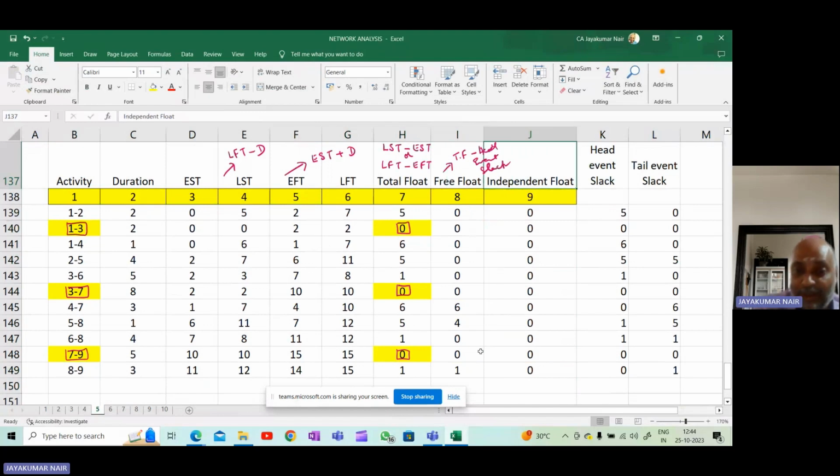I hope you have understood how to draw the network diagram, identify the various parts on the network diagram, identify the critical path and the project duration, prepare the network table, and also calculate the total float, free float, and the independent float.